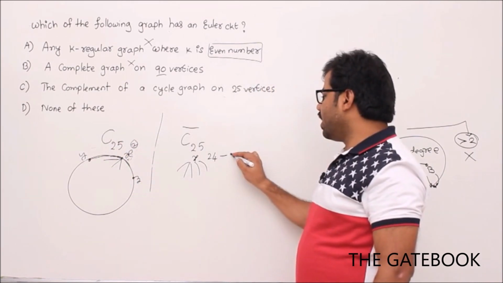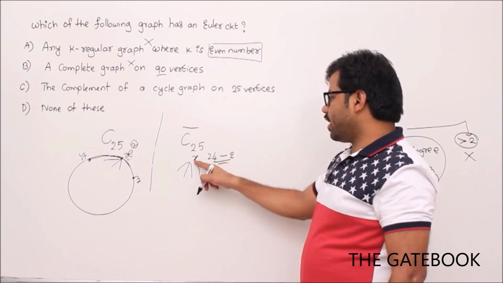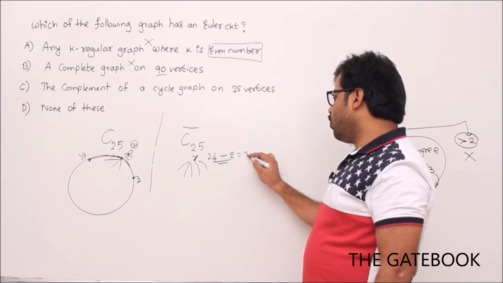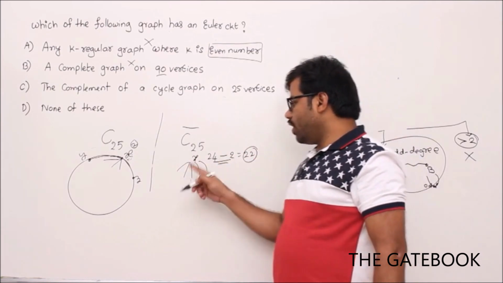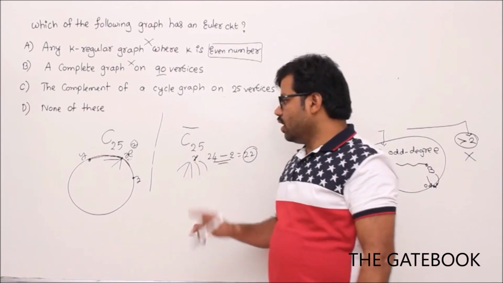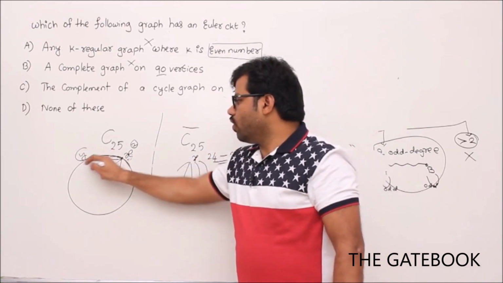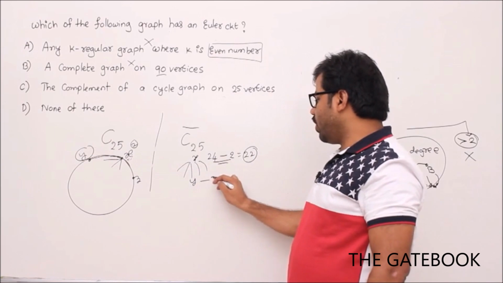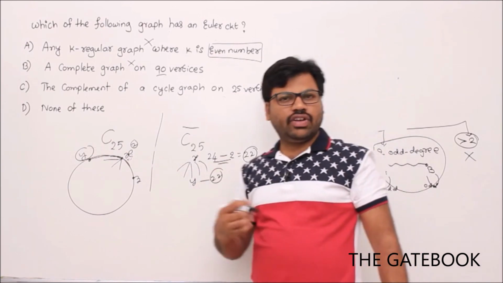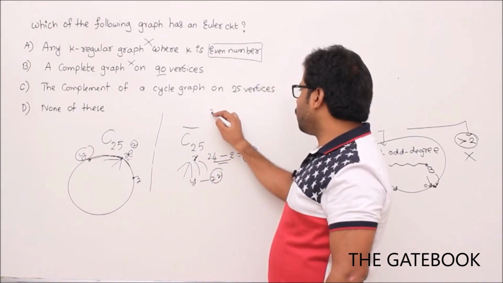Then the remaining will be adjacent to X in C25 bar. 24 minus 2 is 22. There are 22 vertices which are adjacent to X. Since this structure is symmetric, every vertex, even vertex Y, will also have the same degree 22. Now I calculated every vertex degree, and I got 22.